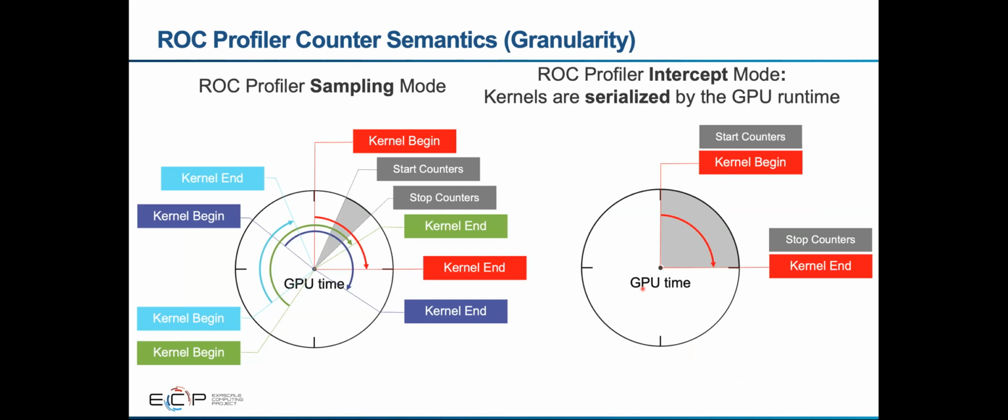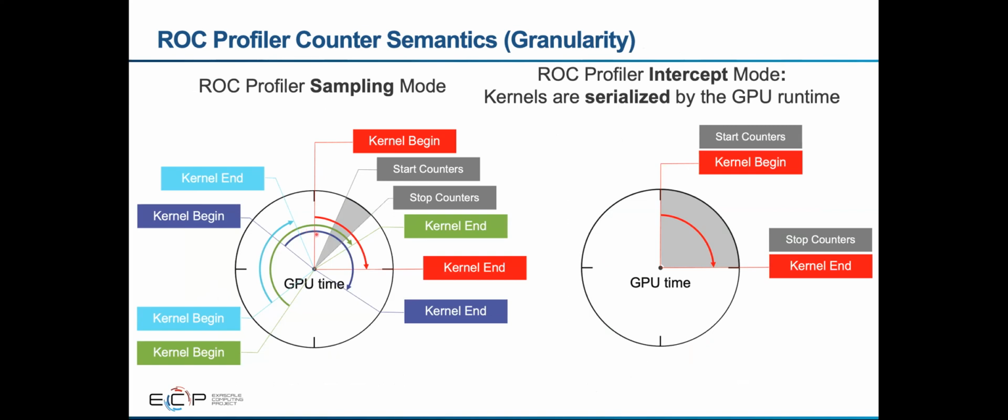Sampling and intercept mode also have different time granularity, or read granularity. In sampling mode, kernels can begin and end at different points in time, potentially overlapping. So here on the left, we see the 4 kernels that we had in the previous slides. These begin and end at different points in time. They can also overlap, like in this case.